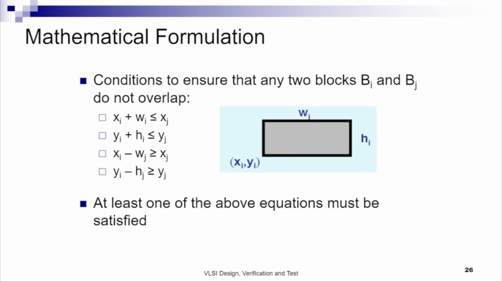Third one, if bj is on the left of bi, then xi minus wj has to be greater than or equal to xj. Why? Because bj now is to the left of bi. Now, if bj is below bi, then what happens? Yi minus hj has to be greater than or equal to yj. So, at least one of these four constraints needs to hold to ensure that no two blocks BI and BJ will ever overlap.